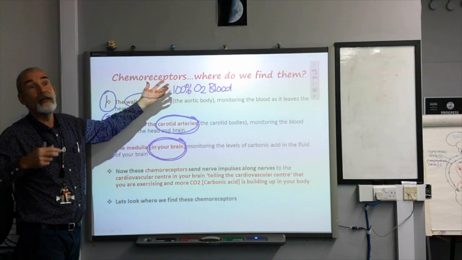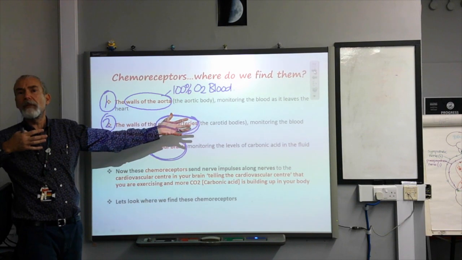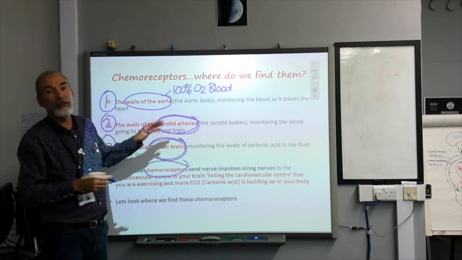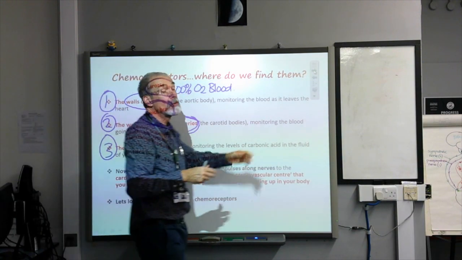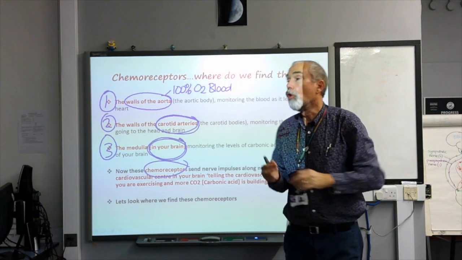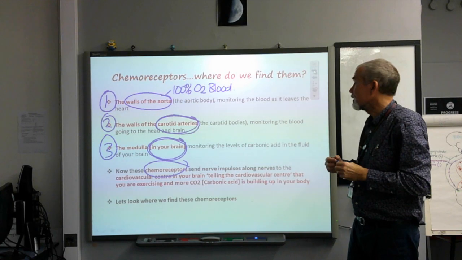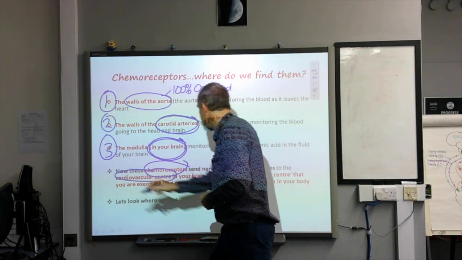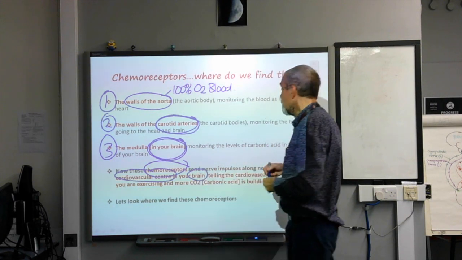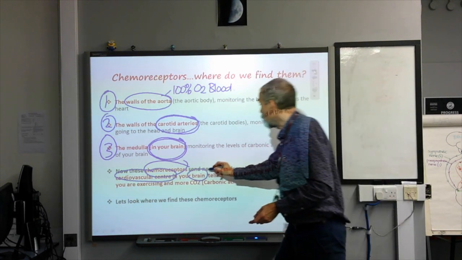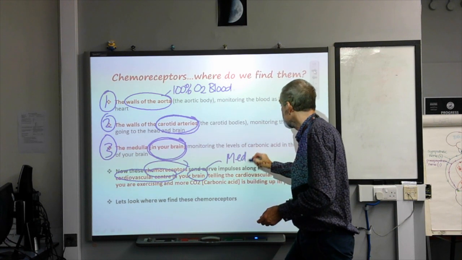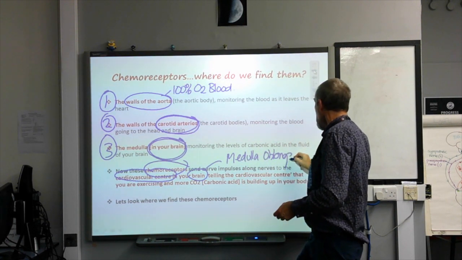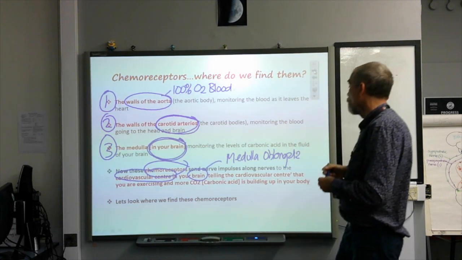Now, we know where we detect the levels of carbon dioxide. What happens then? We've detected it, but where's that information going to go? Well, these chemoreceptors send nerve impulses along the nerve. You can think of them as a wire, all the way through to a control centre. And that control centre we call the cardiovascular centre, which is in your brain. Specifically, it's in a part of the brain called the medulla oblongata.